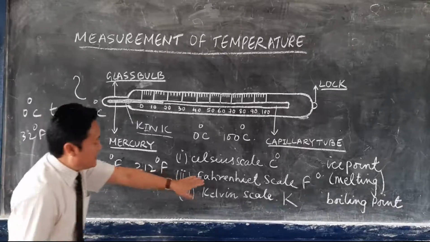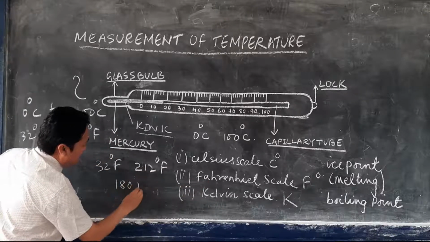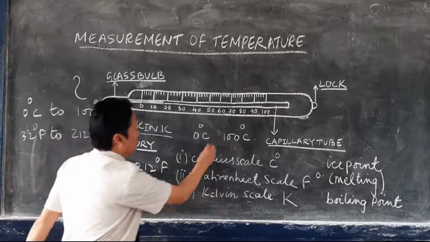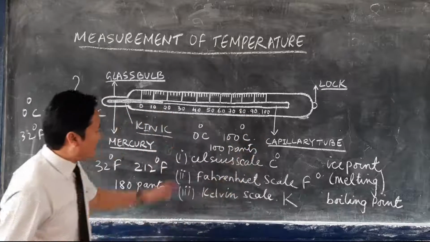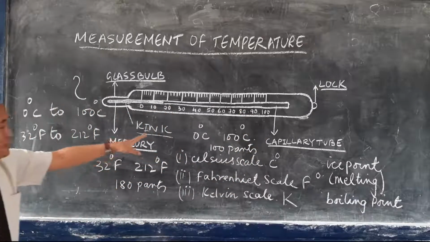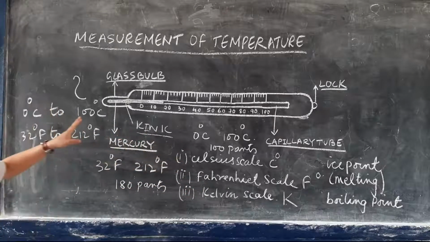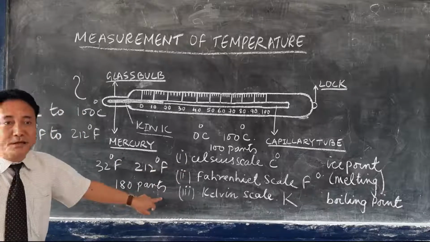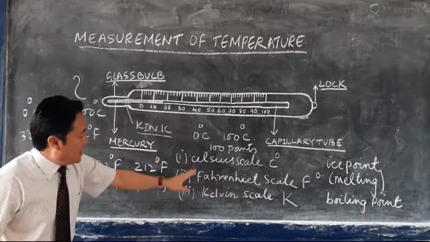That means the Fahrenheit scale is divided into how many parts? 180 parts, and the Celsius scale is divided into 100 parts. So these are the lower fixed point, the upper fixed point, and the Celsius scale divided into 100 equal parts, as well as the Fahrenheit scale divided into 180 equal parts. So these are the scales.